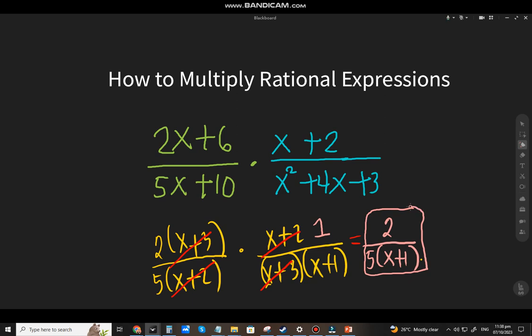But it depends on your teacher. Sometimes they will require you to multiply the denominator, so it can be like this, 5x plus 5. So it's okay. Again, it depends on your teacher or instructor.